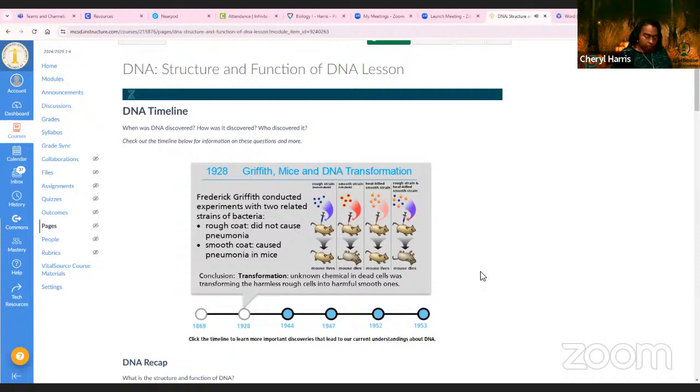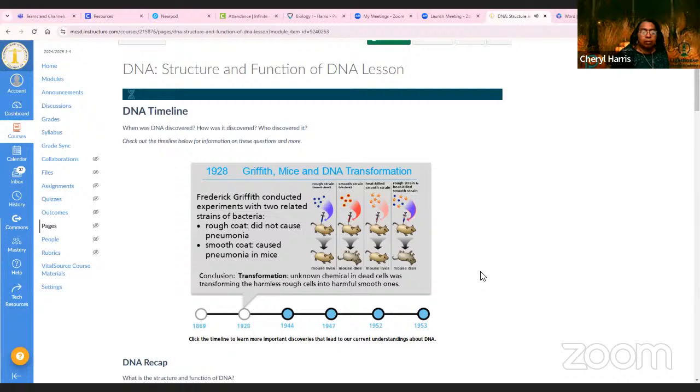Finally, Griffith decided to mix both the killed smooth strain and the rough strain together and culture them for a few days before injecting them into the mice. When he did this, he found that the mice died. The conclusion that Griffith made was that transformation had occurred. Some unknown chemical in the dead cells was transforming the harmless rough cells into dangerous smooth cells.